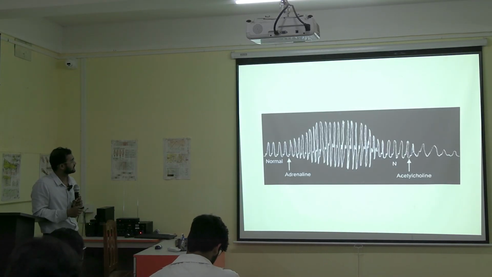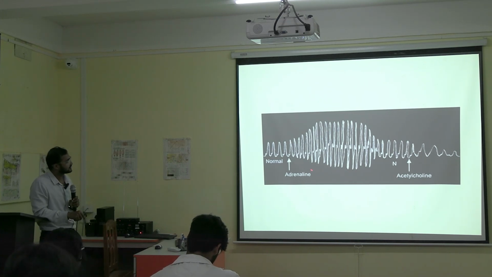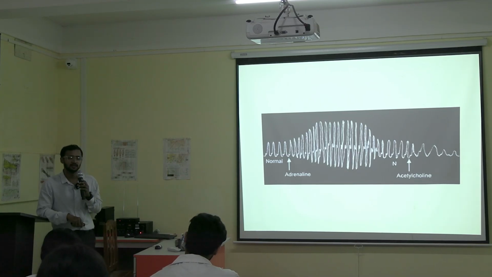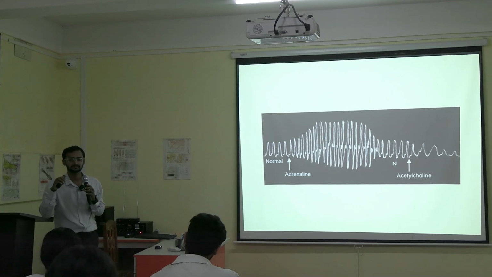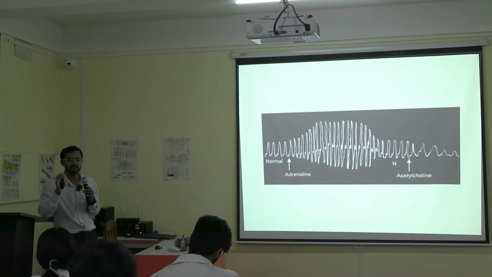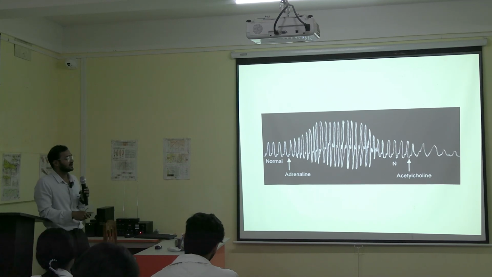So this is another graph showing the effect of adrenaline. What type of neurotransmitter is adrenaline? Where and when will it be released? Normally in fight or flight conditions it will be released. So it is a type of sympathetic. It will be released when the sympathetic activity is activated. So now what will be the effect on the heart?